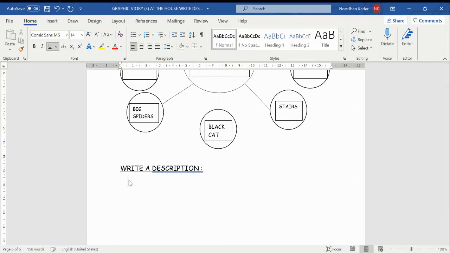So we have to put an indent, because a description is almost the same as writing, but it only has to be a short paragraph, one short paragraph, because you're writing a description of one simple building, which is the old house. So let's start.